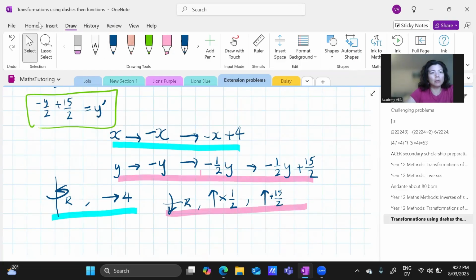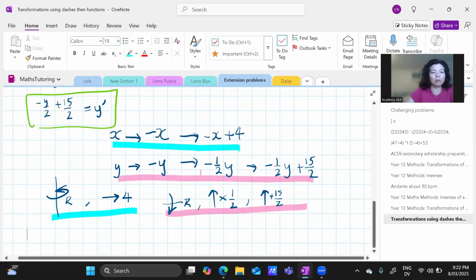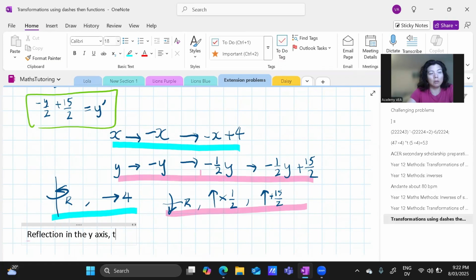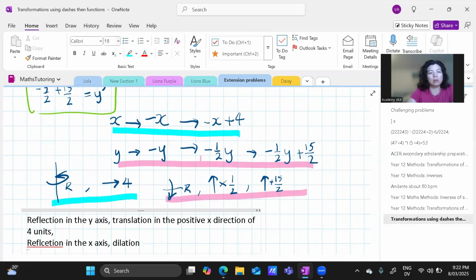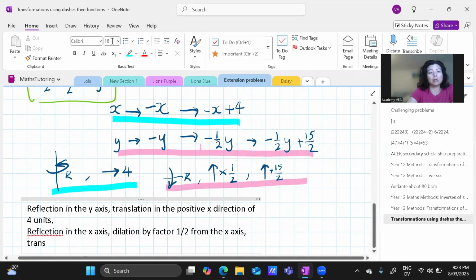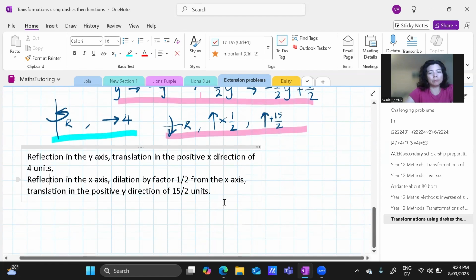So this is what it looks like in words, having turned them into pictures first. So we have a reflection in the y-axis, translation in the positive x direction of 4 units, and then reflection in the x-axis, dilation by factor half from the x-axis, and then translation in the positive y direction of 15 on 2 units. Okay, so that is the standard approach.